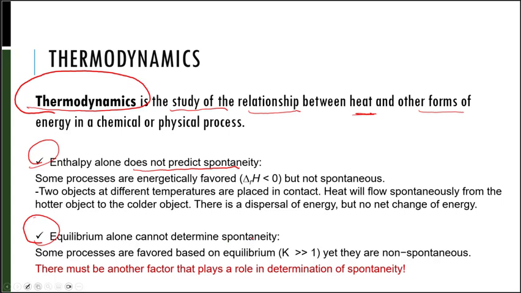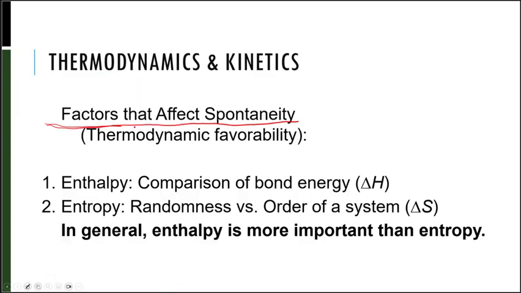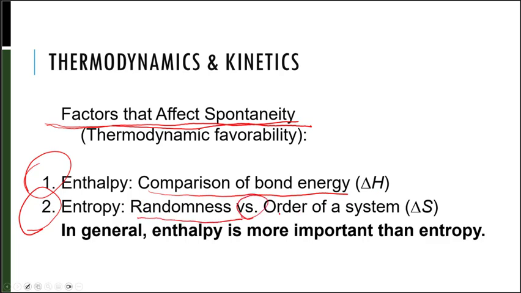Equilibrium alone cannot determine spontaneity. Some processes are favored based on equilibrium, but they are non-spontaneous. There must be another factor that plays a role in the determination of spontaneity. So the factors that affect spontaneity are enthalpy and entropy. Enthalpy is the comparison of bond energy, and entropy is the randomness versus the order of a system.